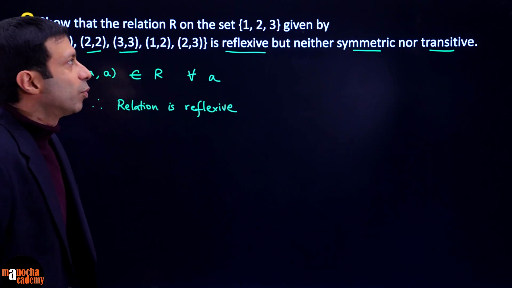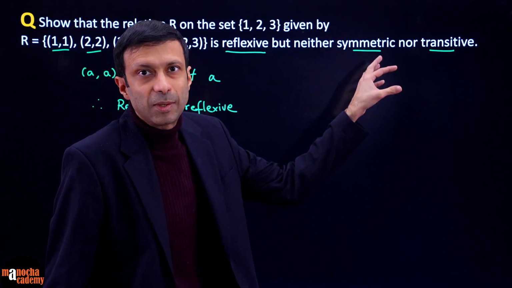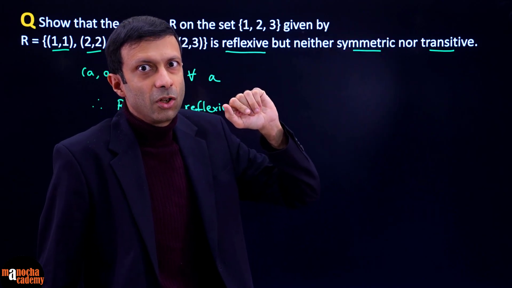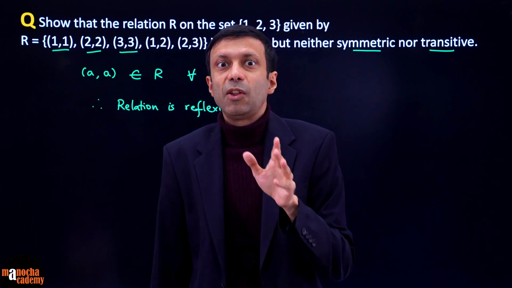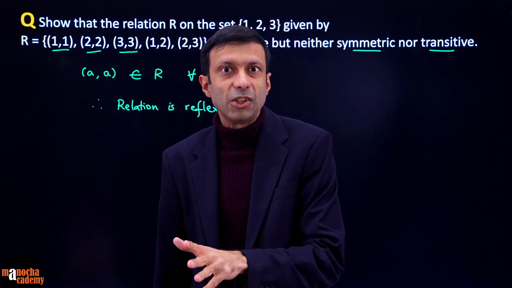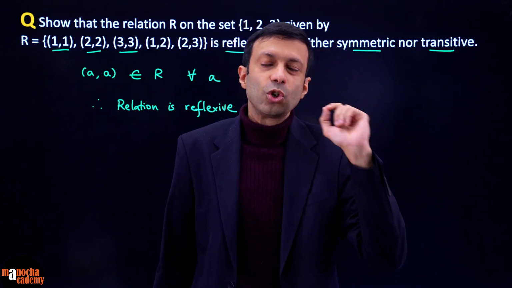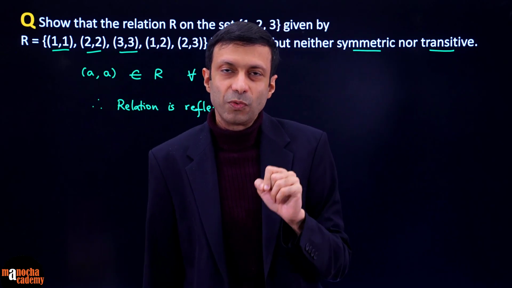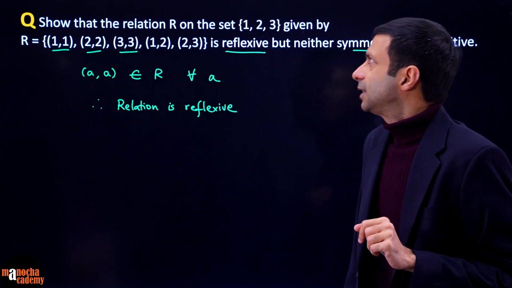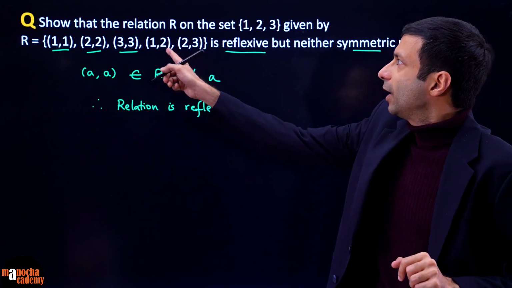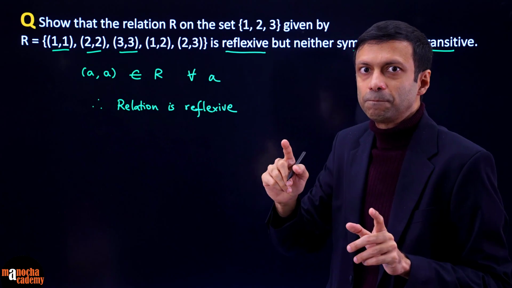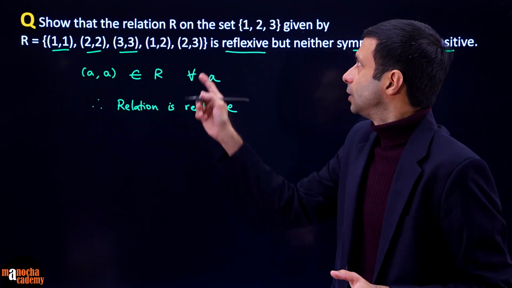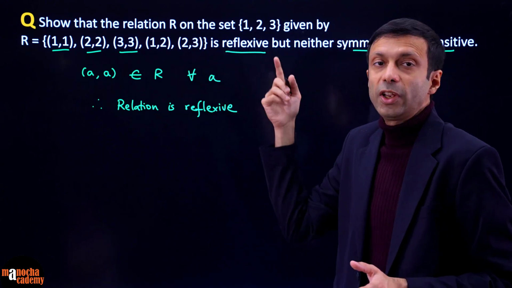Now the next thing we have to prove is that this relation is not symmetric, not transitive. So what is the symmetric property? Remember, in symmetry, if (A, B) belongs to the relation, (B, A) should also be part of the relation, right? So we need to check that here. So let's say we have (1, 2) in the relation, right? But is (2, 1) there? No. Similarly, you'll say (2, 3) is there, but (3, 2) is not there.